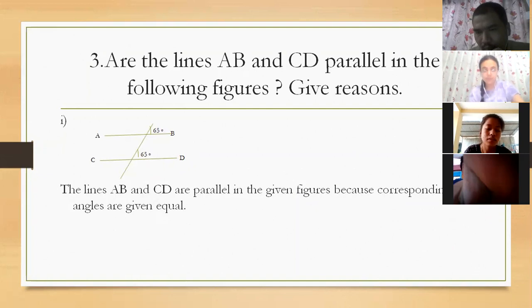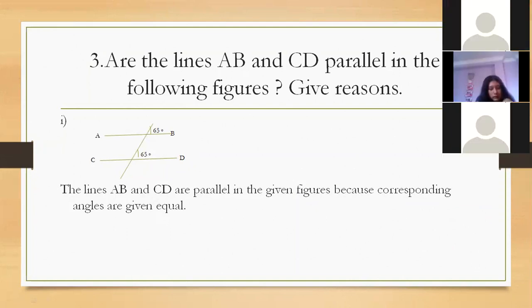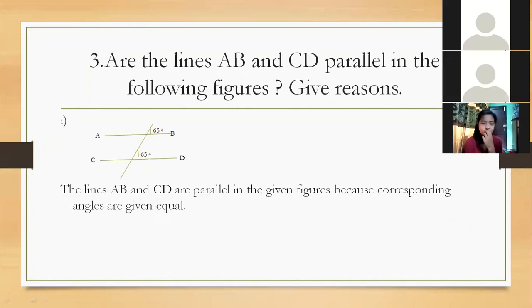Yes, sir. Remember that when alternate angles are equal, when corresponding angles are equal, when the co-exterior and co-interior angle sum is 180, then only the given pair of lines will be parallel. Are you clear, children, now? Yes, sir. Simrika, Sophia, Abhigya, I hope you are clear about this question. Now I am going to show you question number 2. Okay, children?